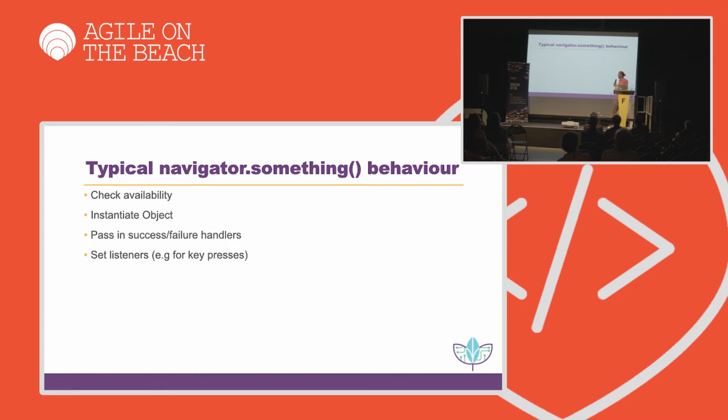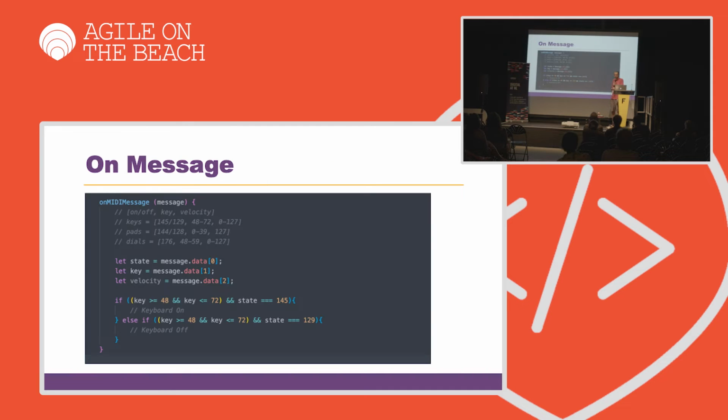Typical navigator behavior. You check availability, you instantiate an object, you pass in some success and some failure handlers, and then you set listeners. And for this talk, all I've done is set listeners on key press, and this is a very simplified version of the code. And here we're just checking that one of the actual keys has been pressed, and that is on or off. So what do we do when it's on? Well, we play some music. When it's off, we stop the music. Or something else.